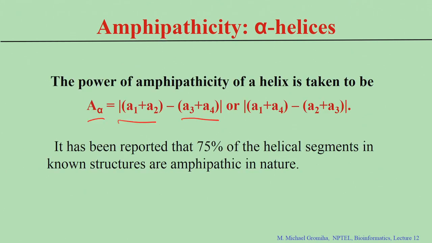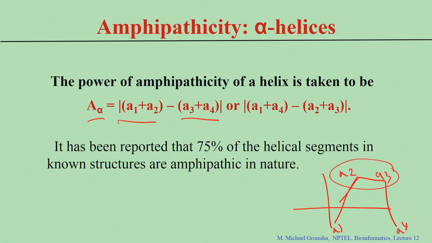Okay, you can see the A alpha is either A1 plus A4 minus A2 plus A3, or A1 plus A2 minus A3 plus A4. This is in this case, right. For example, if it is like this, so this is 1, 2, 3, 4, right, A1, A2, A3, A4. If this is the case, A2 plus A3 will come together, right, and this will come together, right, you can see a difference.